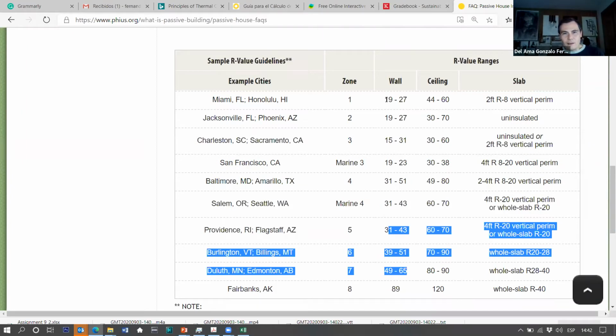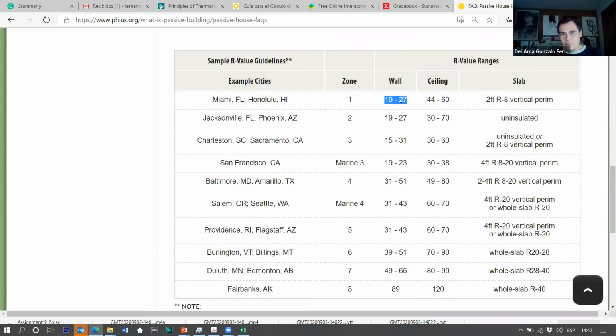Because this is a recommendation, if it's higher in Miami or in Hawaii, okay, so it's not cold there, so there are not a lot of heat losses. So we can have a lower R value from 19 to 27. But if you have 50, that's good. Okay, don't worry. But in cold countries, 50 is kind of mandatory. Okay, so we shouldn't have less than 50. If we had 60, it's even better. But 50 is good enough.